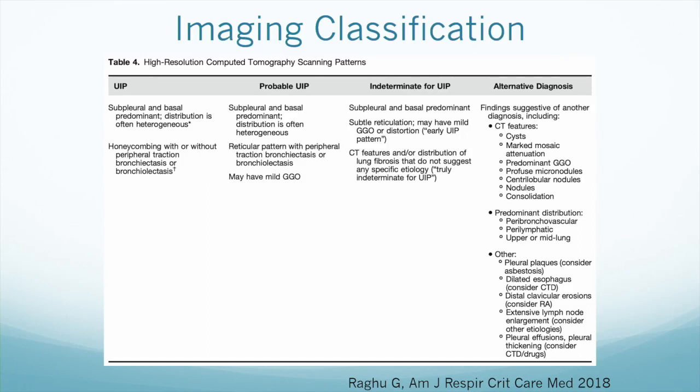Other patterns include a probable UIP pattern, where usually these patients lack the honeycombing. They may have some more ground glass opacities. An indeterminate pattern will have even more subtle reticulations and more ground glass features, or features that are not consistent with UIP. And then other alternative diagnoses would be if the patient has a predominantly cystic pattern, or mosaic attenuation, which is difference in attenuations in parts of the lung suggestive of air trapping or pulmonary vascular disease. A nodular pattern, again, will also be different than a usual interstitial pneumonia pattern.